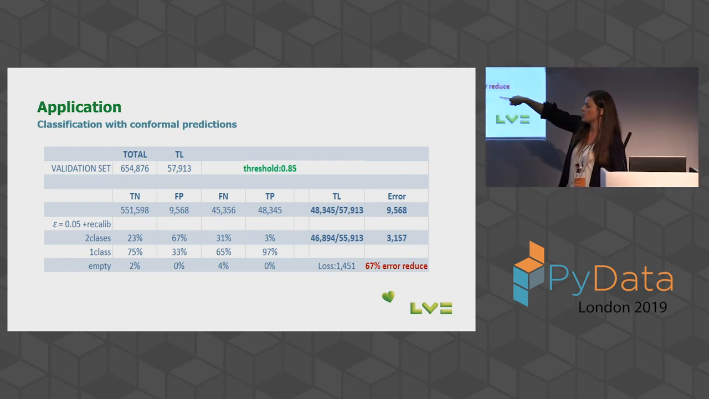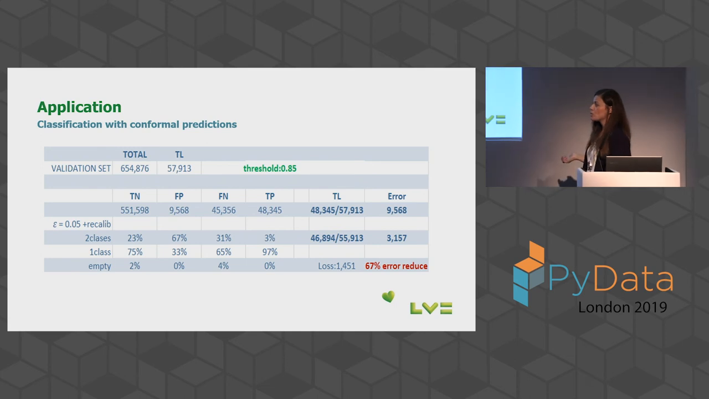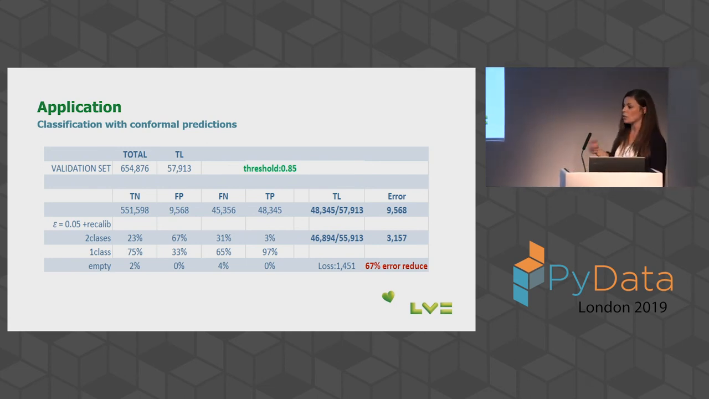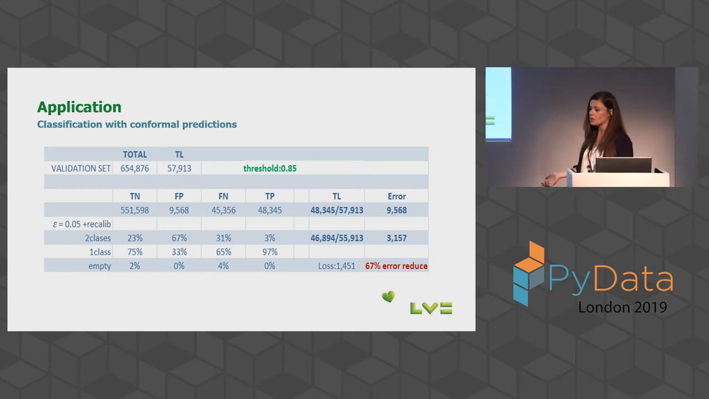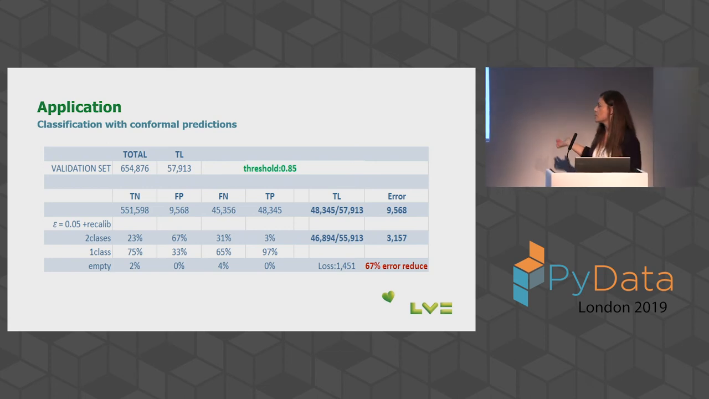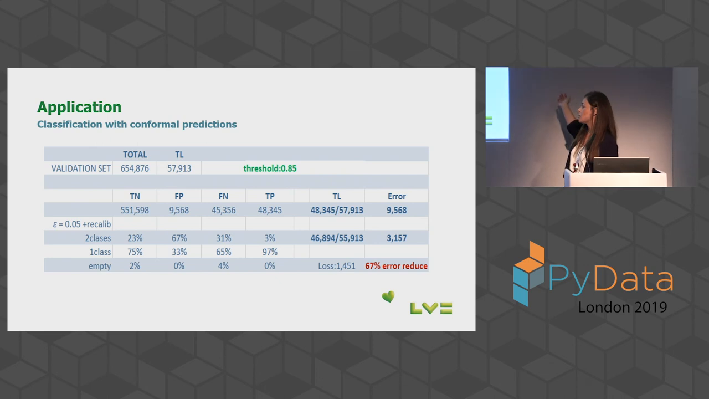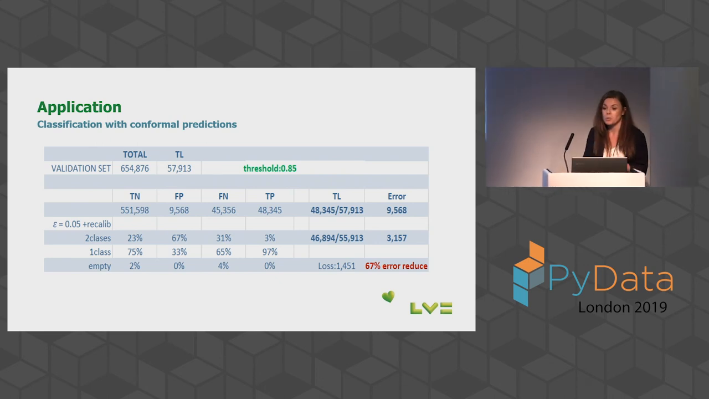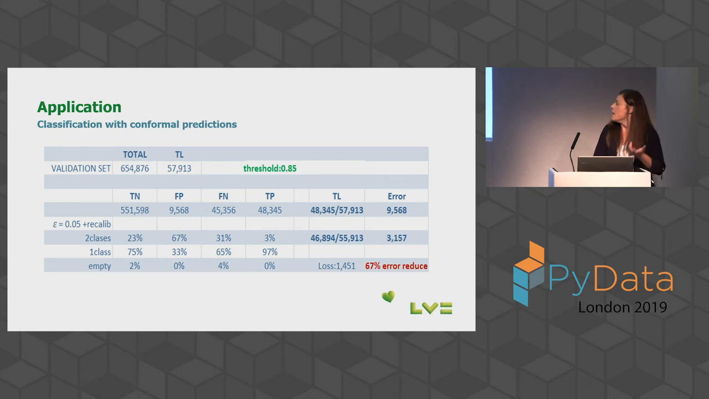67% of the false positives. So every time we got two classes, we were not sure that it was a total loss, and we stopped classifying those as a total loss. As a result of all of this, we decreased the false positive error by 67%. So it was a lot of saving. We save a lot of money because, as I said, an unpredicted total loss is very expensive.